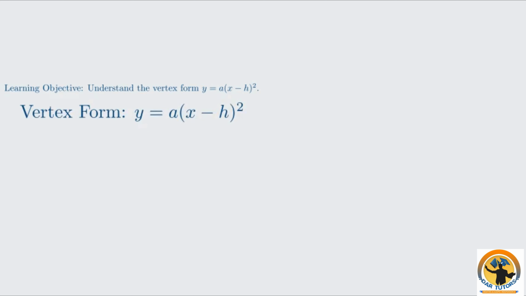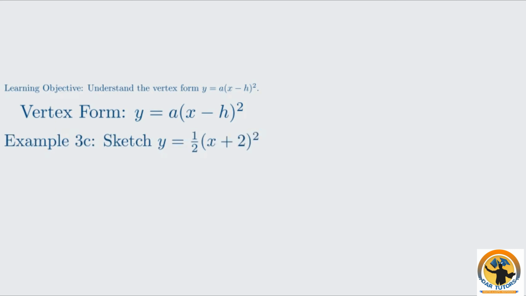The factored form becomes y equals a times x minus h times x minus h, which simplifies to y equals a times the quantity x minus h squared. This is often called the vertex form because the vertex is easily found. Let's look at an example.